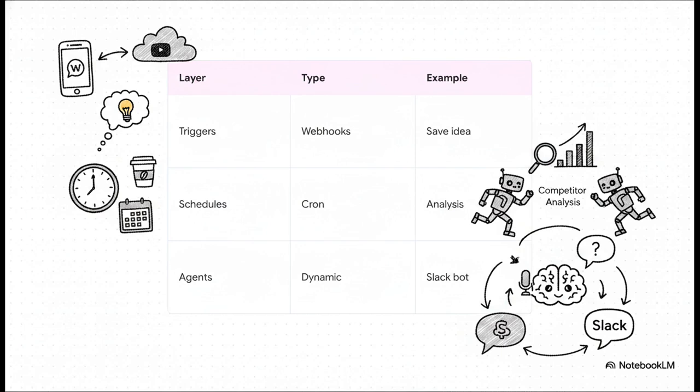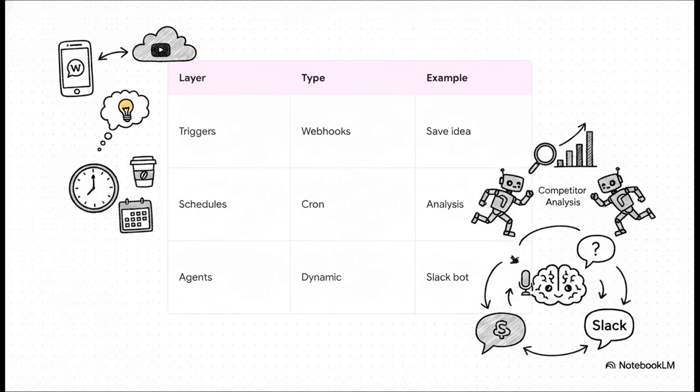For example, you message a specific WhatsApp number, and the system automatically saves your YouTube idea straight to a database. Layer 2 runs on schedules, using tools like CeleryBeat. So every Tuesday at 9 a.m., it can automatically launch agents to run a full competitor analysis while you're still drinking your morning coffee. Now, layers 1 and 2, they run reliably in the background.